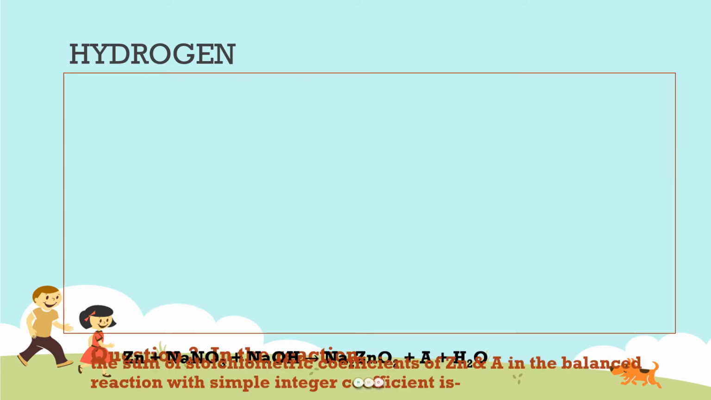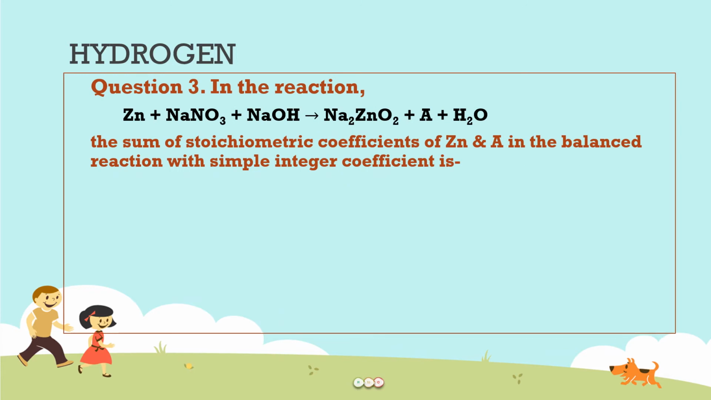So next we have question number 3. Question number 3 says that in the reaction zinc plus NaNO3 plus NaOH forming sodium zincate plus A plus water, the sum of the stoichiometric coefficients of Zn and A in the balanced reaction with simple integer coefficient is going to be, and this is again a numeric type of question. So you have to choose your option and then look at the solution.